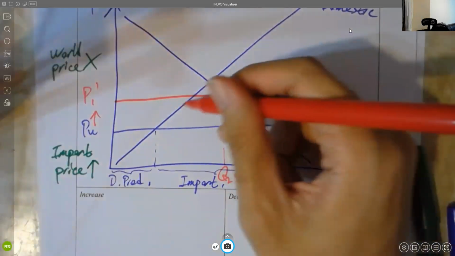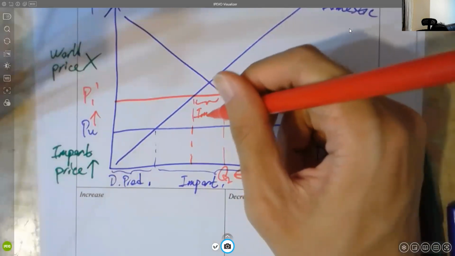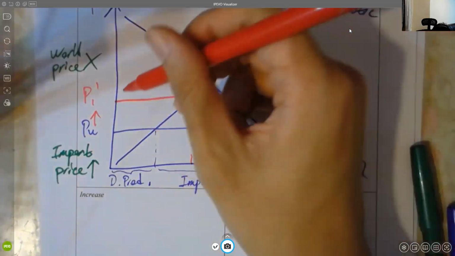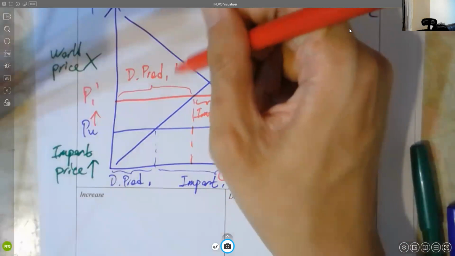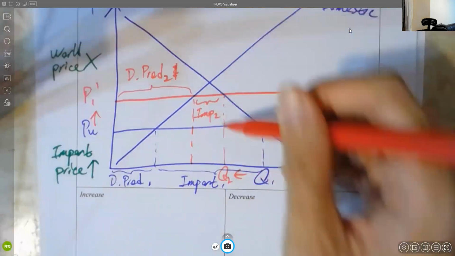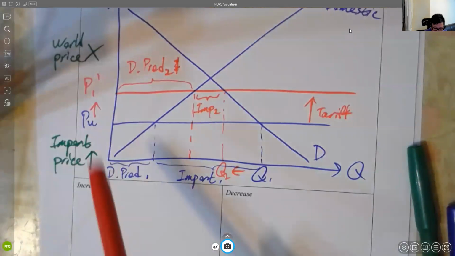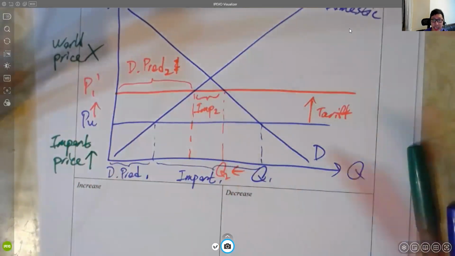Here, you will see what happened. The new import would become smaller here. See? The import became smaller. And our domestic production would increase, right? Domestic production would increase compared to here. And you will see the price of domestic product would also end up in here.